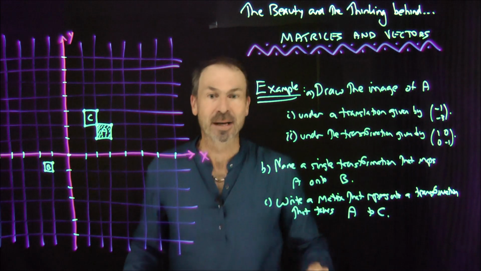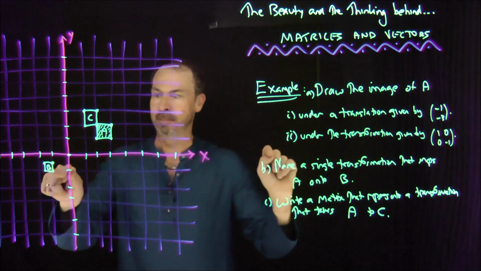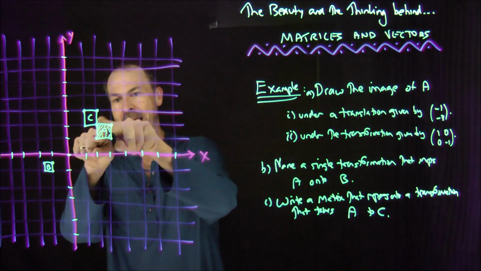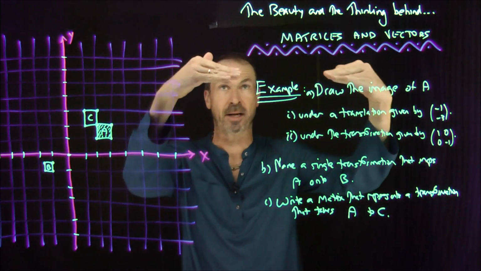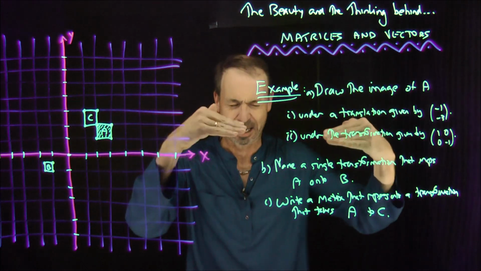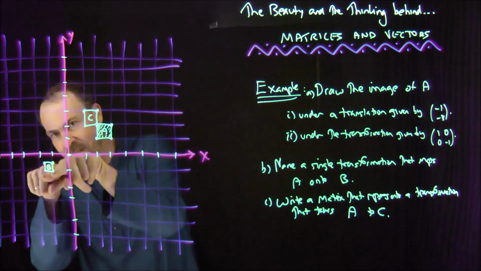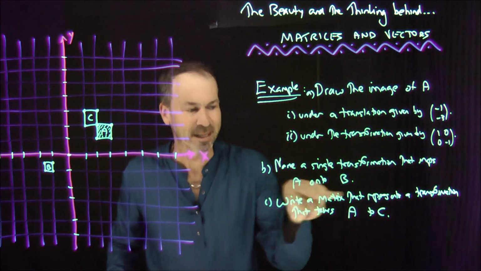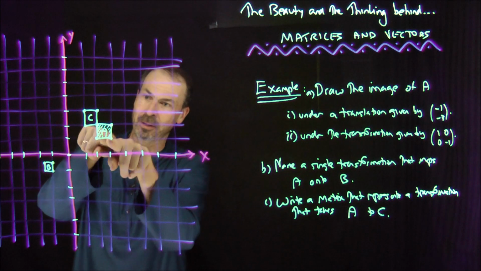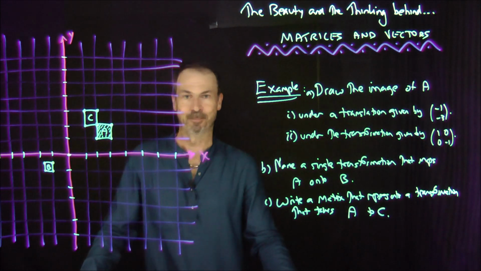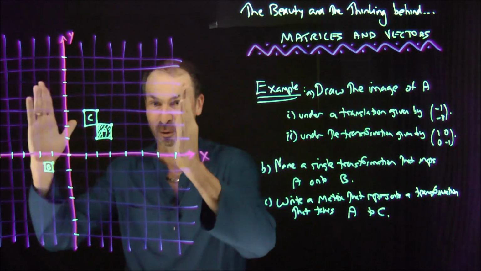Part B. Name a single transformation that maps A onto B. So where's B? B is a little square over here. So here's A. Can we name a single transformation, from the list of translation, rotation, reflection, dilation or enlargement, or shear, that takes A onto that? And then part C is write a matrix that represents a transformation that takes A onto this square over here, C. So that's a typical textbook type question on these ideas with graph paper.